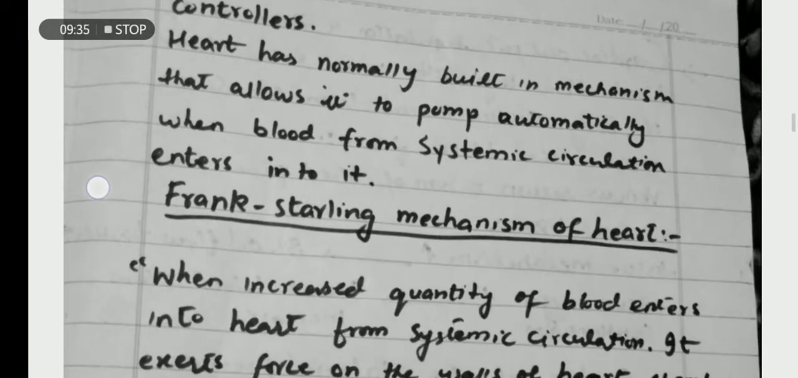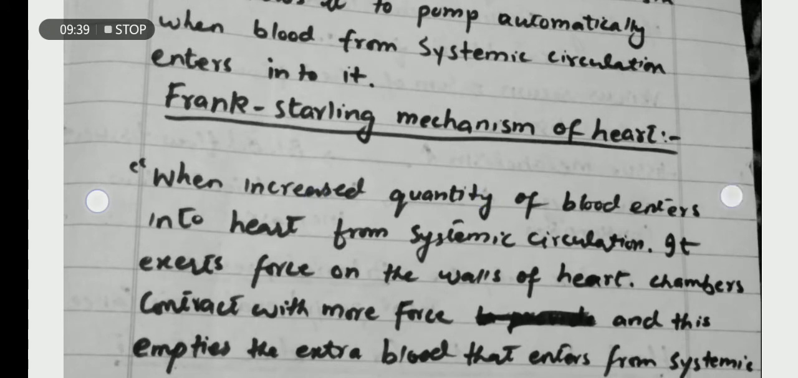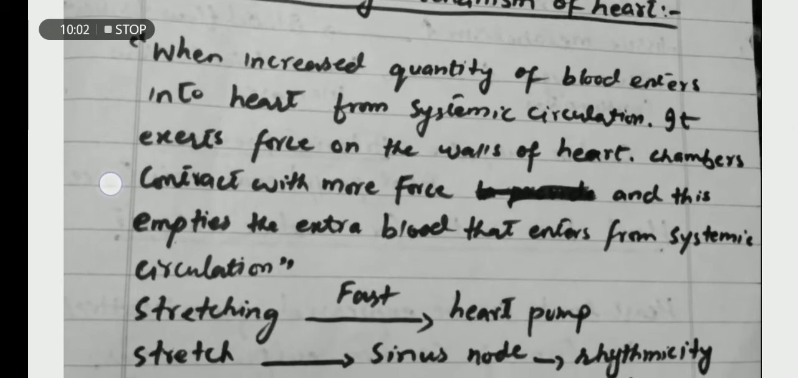Frank-Starling mechanism of the heart. When a quantity of blood enters into the heart from the systemic circulation, actually this is the venous return, the heart chambers are filled with the blood. Blood exerts a force against the walls of the heart. The chambers contract with more force because they are filled with blood, and this synchronizes the extra blood that enters from the systemic circulation.